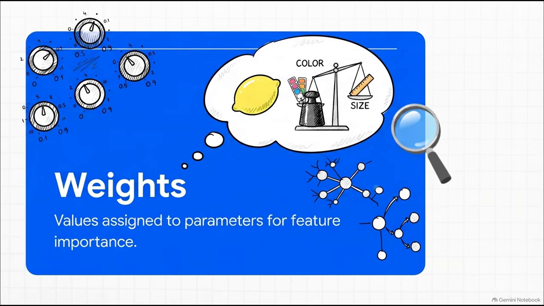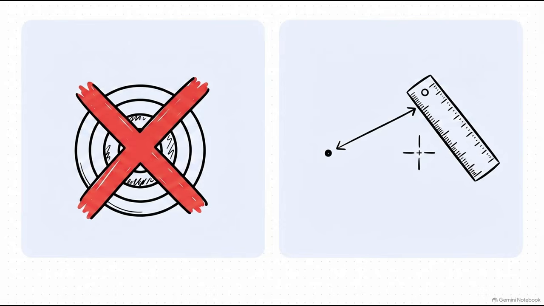So it gives color a heavier weight. Now, when the machine first starts twisting those dials, it's gonna mess up a lot. If it guesses wrong, that's called an error. It's like throwing a dart and missing the board entirely. But just knowing you missed isn't quite enough to help you improve.